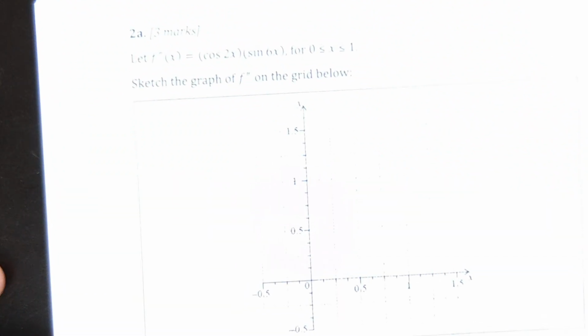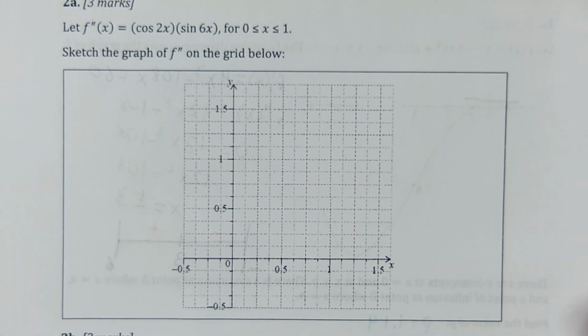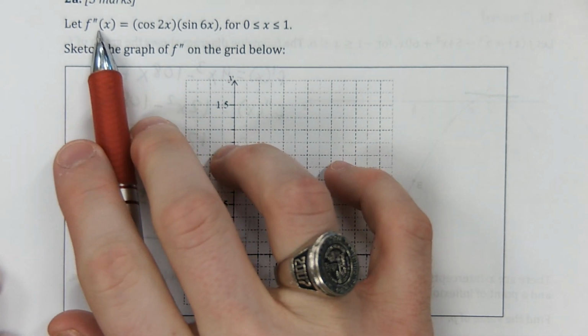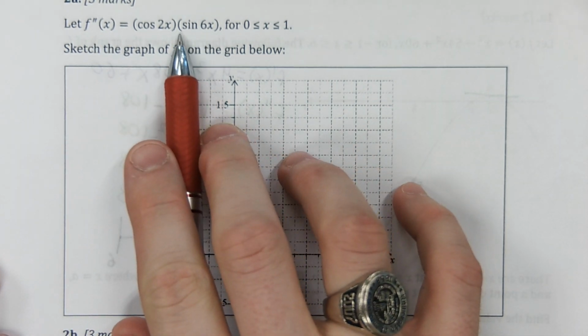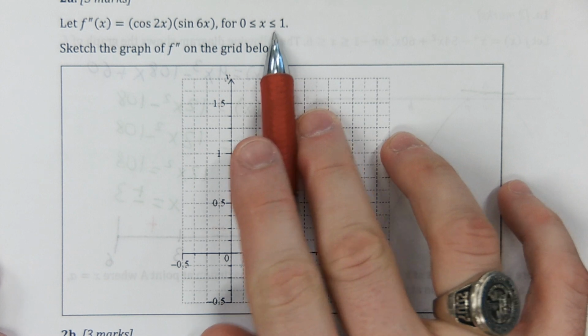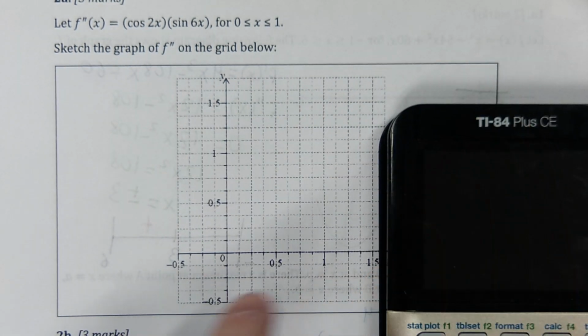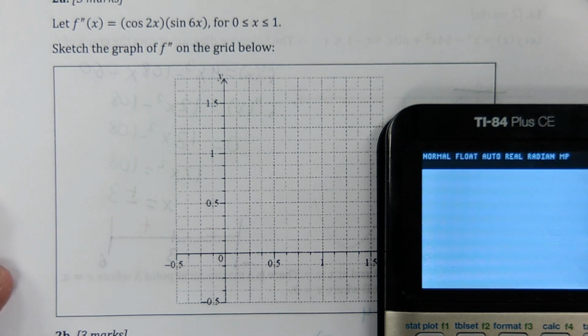Number 2 is quite the wacky graph. It says we have a second derivative of something. This is the second derivative. We know we're only going between 0 and 1. It says sketch that graph. Don't break your brain. It's a calculator question.